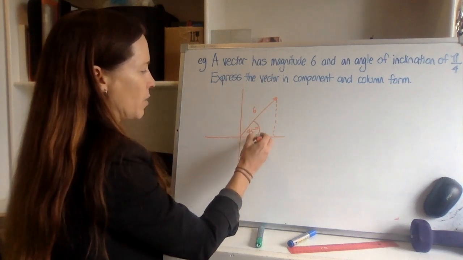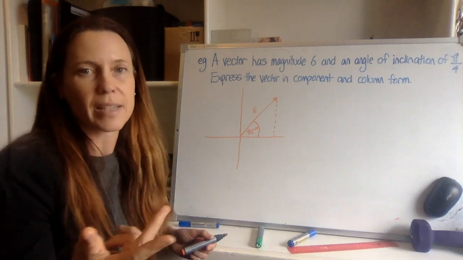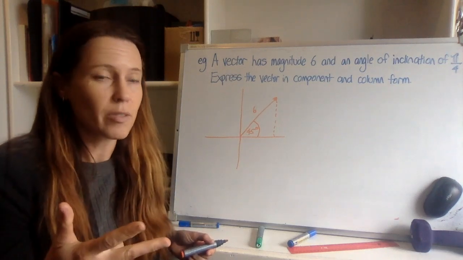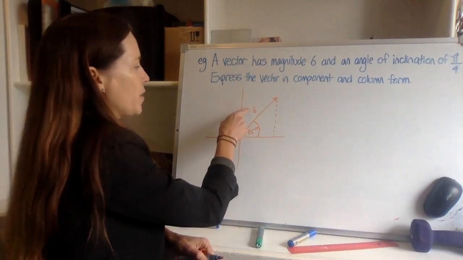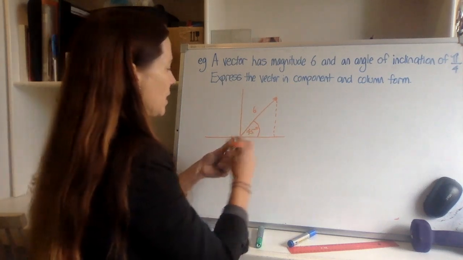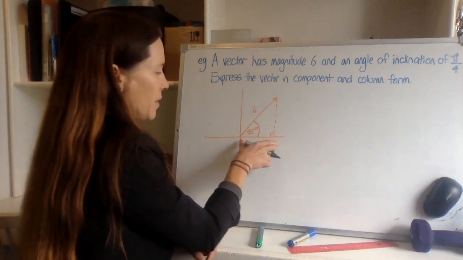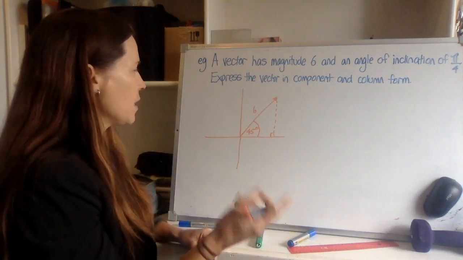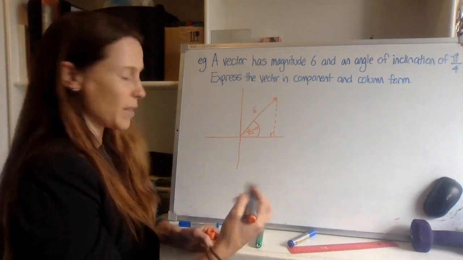You've got 45 degrees, and you know the sine, the cos, and the tan of 45 degrees as exact values, so they could be handy. And you've got this 6. Now you know that a 45 degree triangle with a right angle in it means that this side and this side are going to be the exact same. So find one of them and you'll have found the other one.